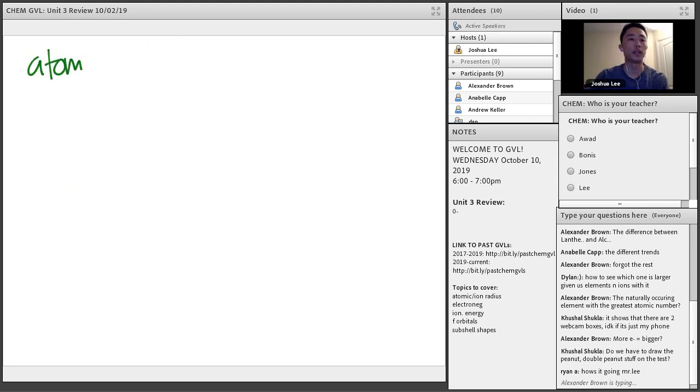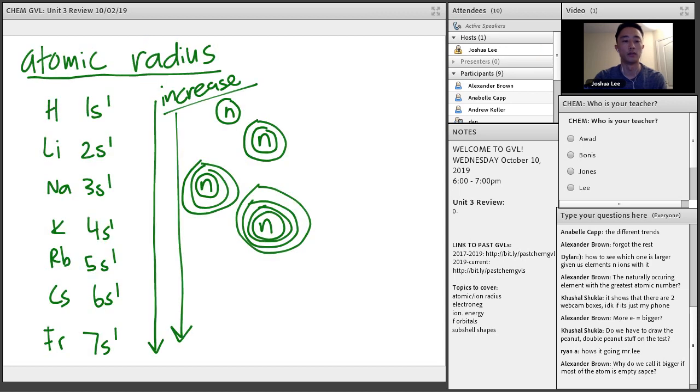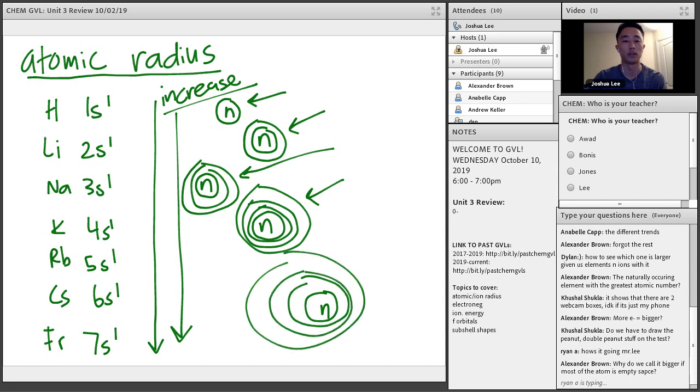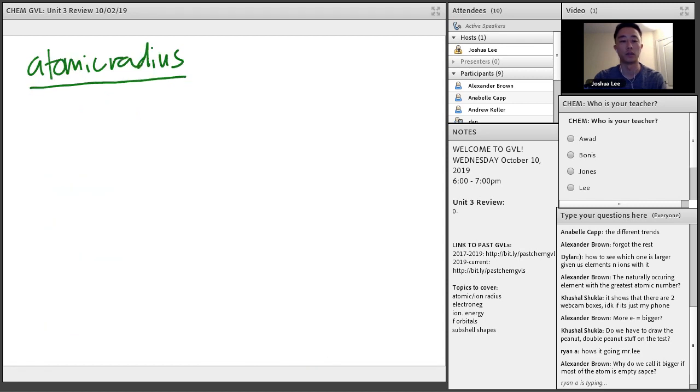So if we talk about the periodic trend, atomic radius, or the period trend, it's getting bigger. So notice how the circle's getting bigger and bigger. That's why it's getting bigger. Whereas francium, it'd be the nucleus with 1s, 2s, 3s, 4s, 5s, 6s, 7s. It's getting bigger and bigger.